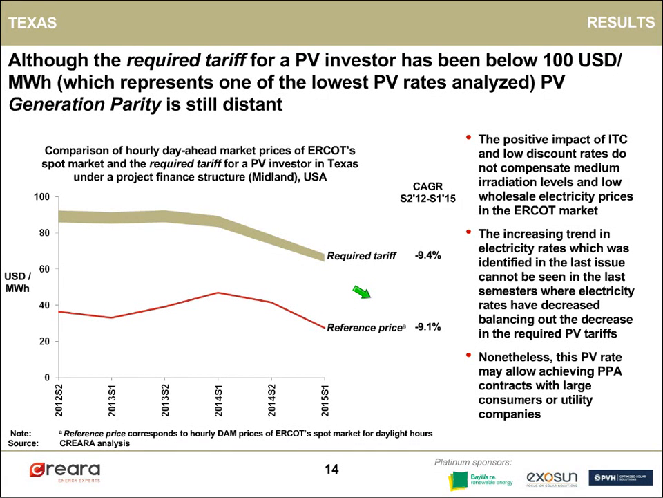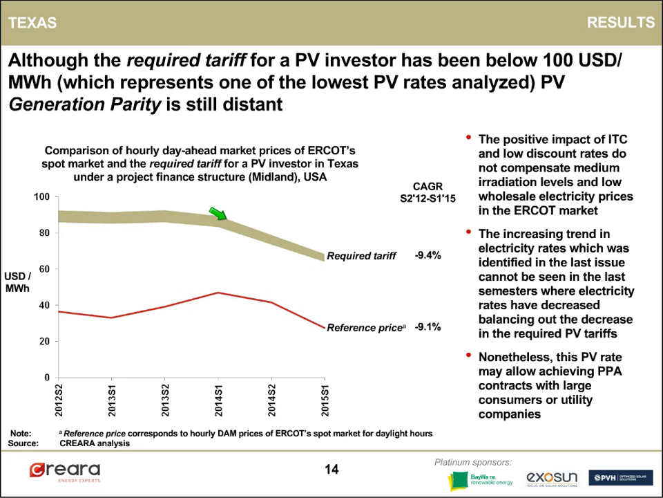In Texas, in the United States, we've considered Texas as a case study. Although in Texas the required tariff for PV investor actually has been quite low, it's been below $100 per megawatt hour, which is one of the lowest that we've analyzed in all the countries. You can see that the generation parity is still distant. The required tariffs have decreased by close to 10% per year, especially in the last 2 semesters. You can see the downward trend.